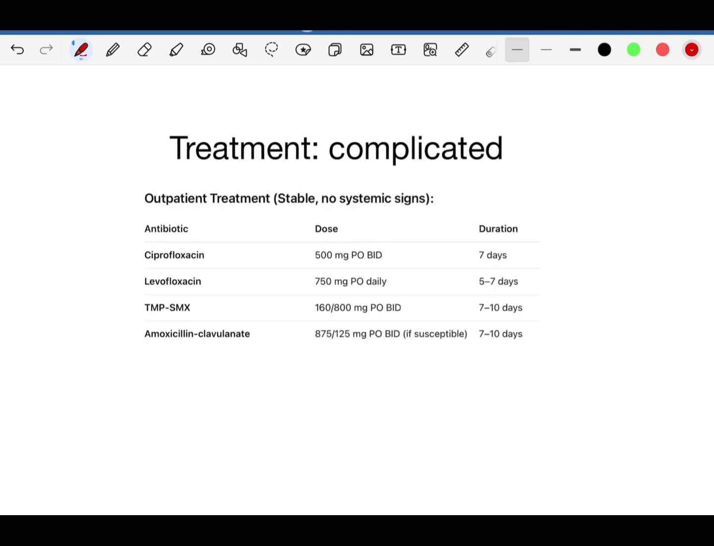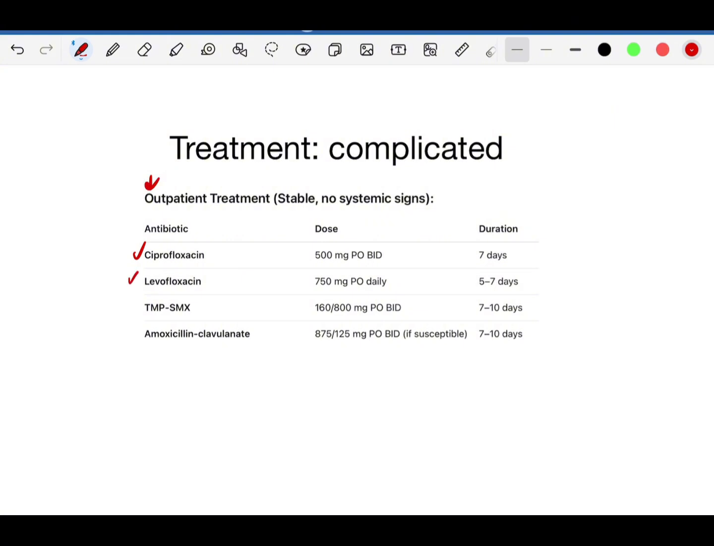Okay, and little caveat here, so this is going to be outpatient treatment, right? So we're assuming that this is, again, a stable patient, afebrile, they're not tachycardic, they're not hypotensive. So what are the treatment options for these patients? So you're going to need a little heavier gun antibiotics, so you can use ciprofloxacin, 500 milligrams PO BID for 7 days, levofloxacin, 750 milligrams PO daily, 5 to 7 days. Bactrim comes back into the picture, 7 to 10 days, and then Augmentin, 7 to 10 days. And of course, the Cipro and levofloxacin, those are both in the fluoroquinolone class.